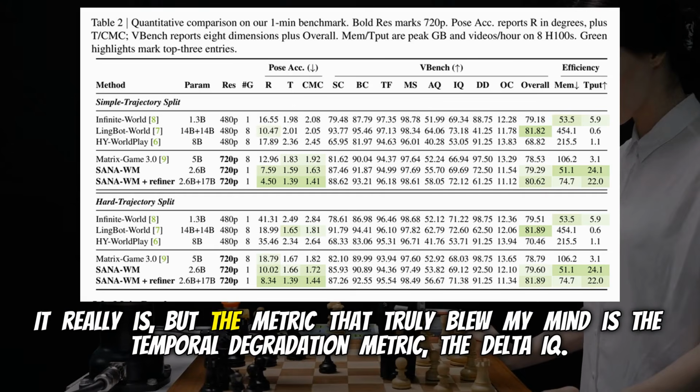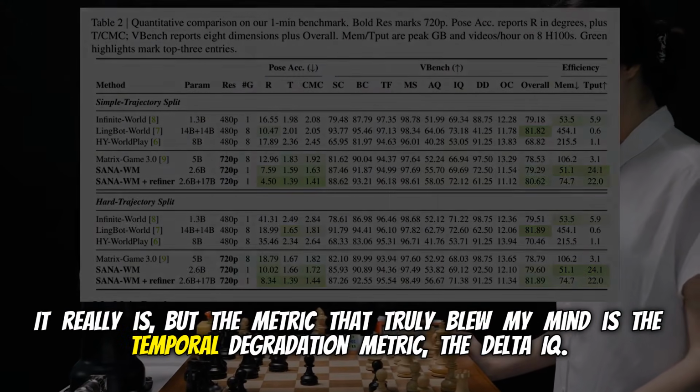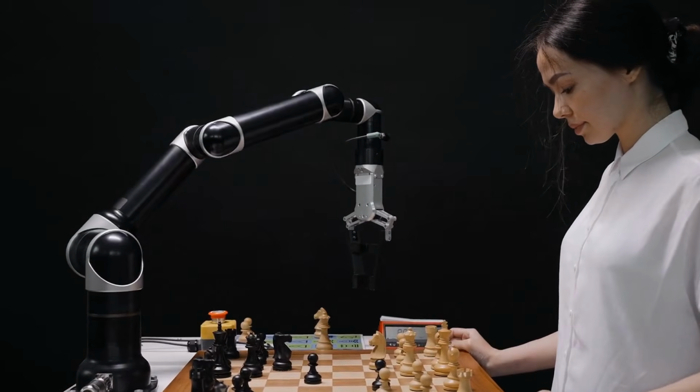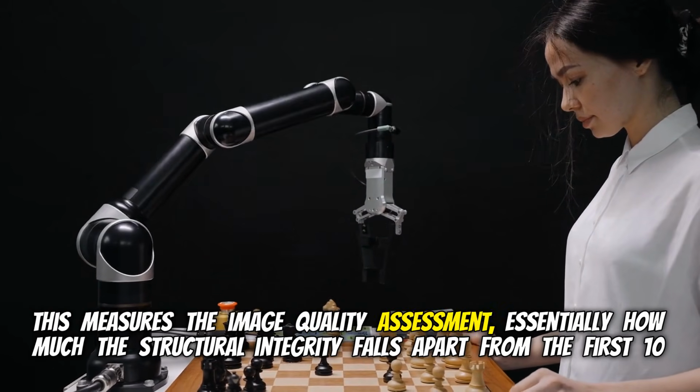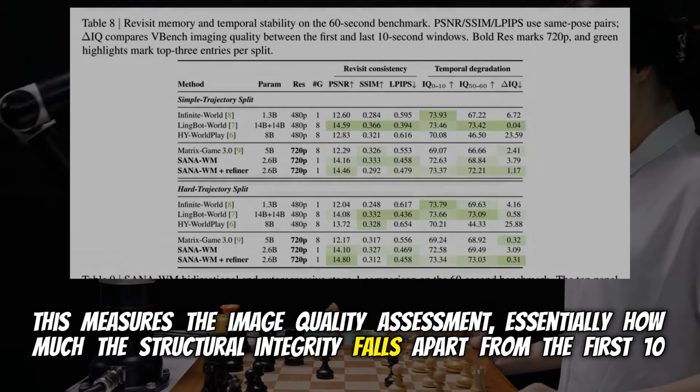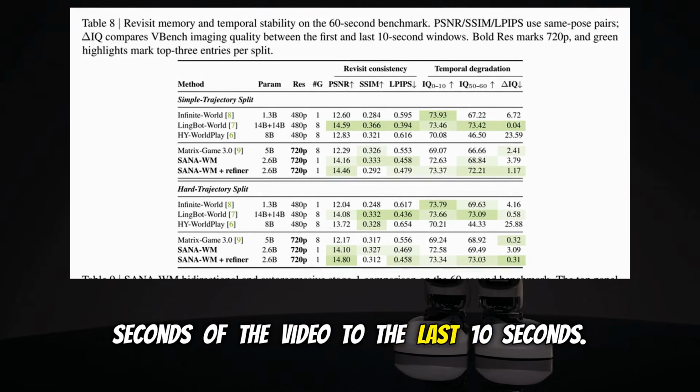It really is. But the metric that truly blew my mind is the temporal degradation metric, the delta IQ. Yeah. This measures the image quality assessment, essentially how much the structural integrity falls apart from the first 10 seconds of the video to the last 10 seconds.